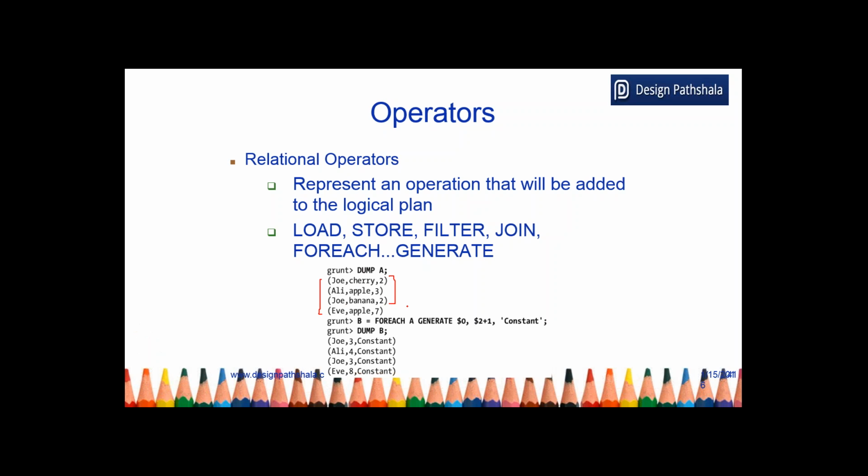Then I used B as foreach A generate something like this. So foreach, as I told you, will run on each line. So what I'm doing is, for each A, generate $0, that is the first column, $2 plus 1, that is the third column, and a constant. So if I dump B, it will be something like this. So that is the first column, and $2 plus 1 is the third column. So 2 plus 1 is 3, 3 plus 1 is 4, 2 plus 1 is 3, and so on. And the third column is the constant. So this is how your foreach works.